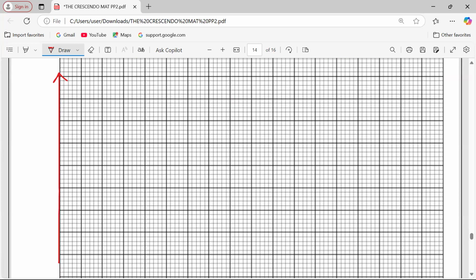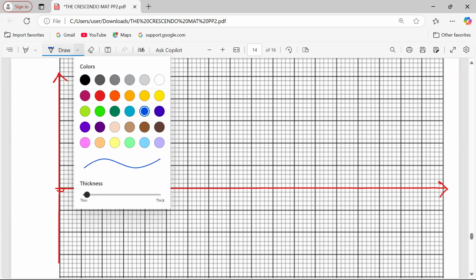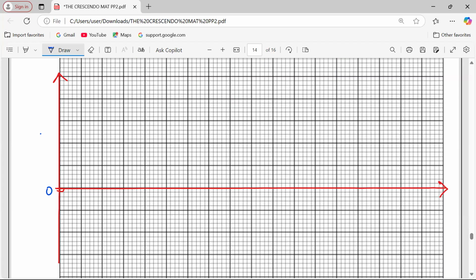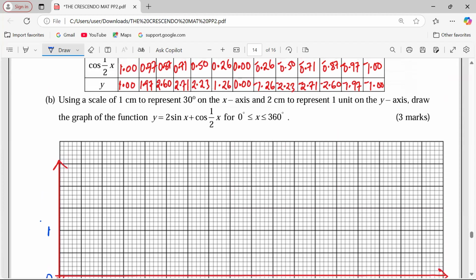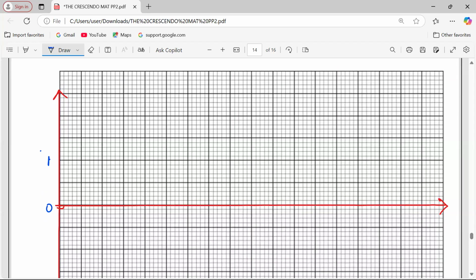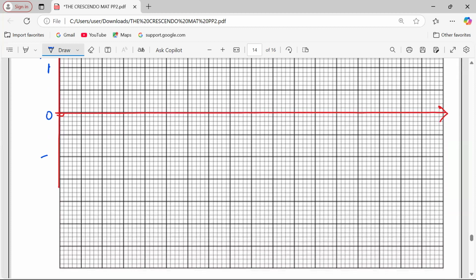That is the y-axis. Then we can have the x-axis here. That way. Then we can talk about the scale now. Whereby from 0, we can talk about 2 centimeters, 1 unit. So we expect 1 to be here. 2 centimeters to represent 1 unit. So 1, 2, and if we continue here, 3 will be at a point there. Then we will have -1, -2, -3.